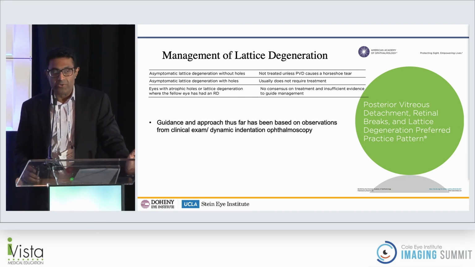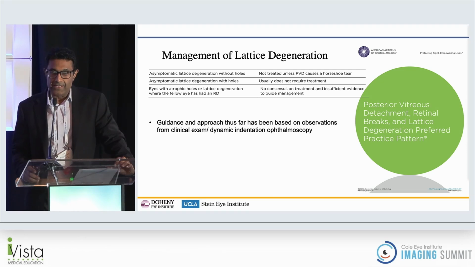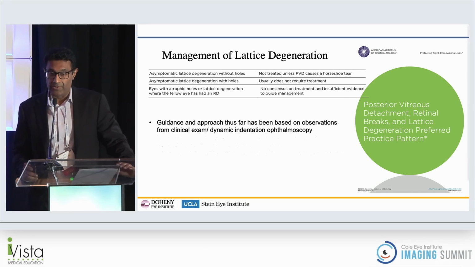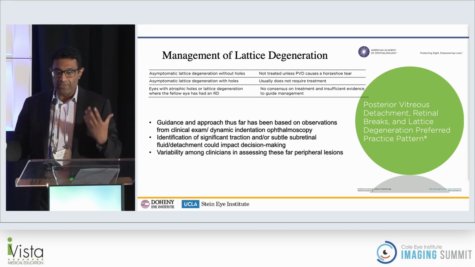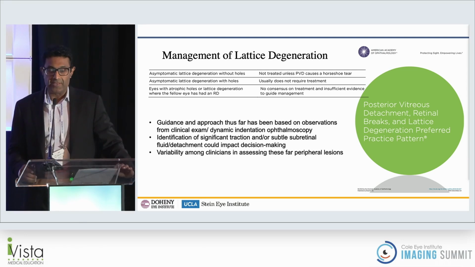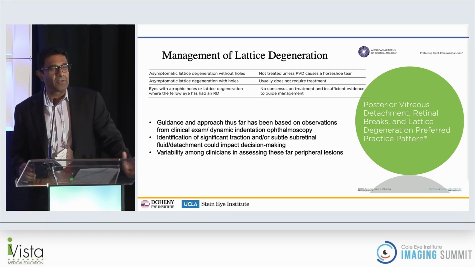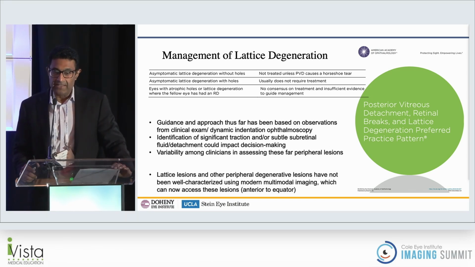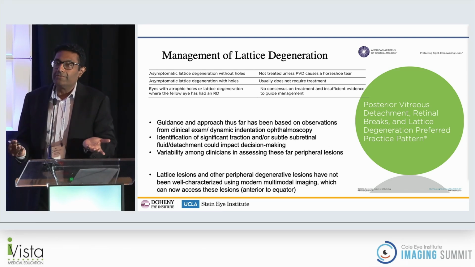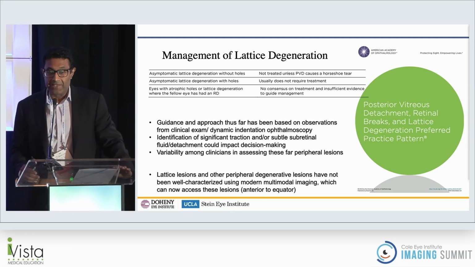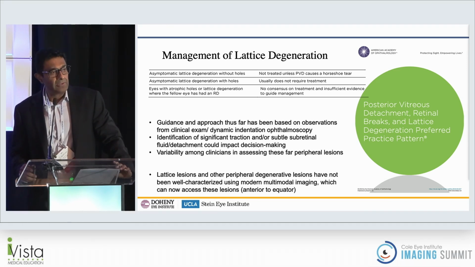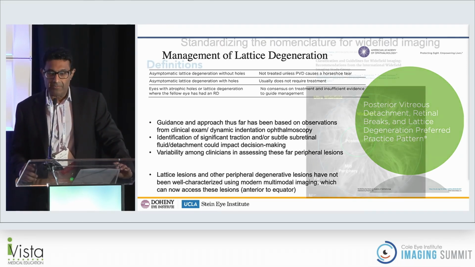And so far, most of our approach has been that people do dynamic indentation ophthalmoscopy, which is becoming a lost art, but is very important to assess what's going on. Sometimes we try to look for traction. We say maybe there's some fluid, maybe that should impact our decision making. But we've also seen from several studies there can be quite a bit of variability amongst clinicians. And part of the reason we have had such little good evidence on what to do is because these lesions are difficult to image, because they're generally located anterior to the equator, and we've had trouble evaluating them with modern multimodal imaging.